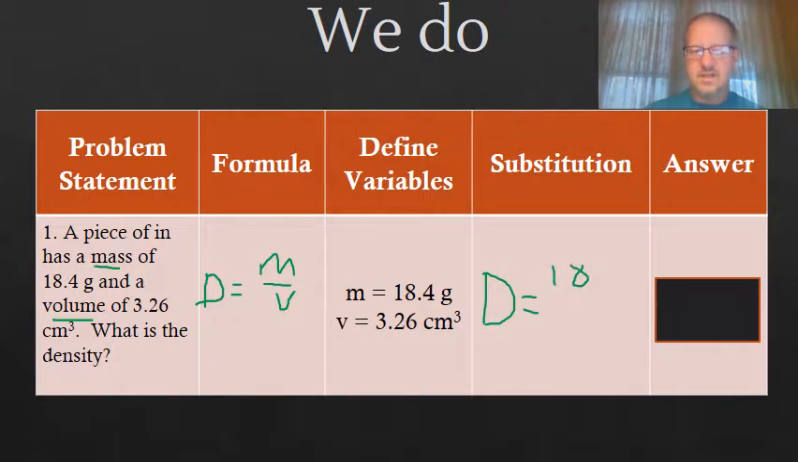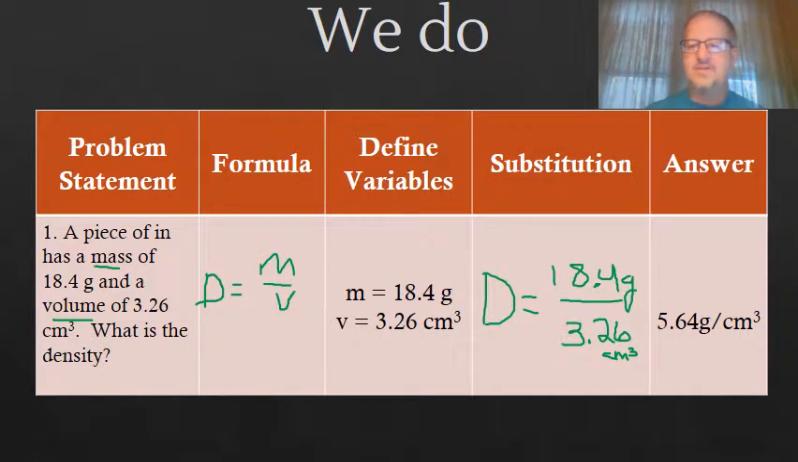That gives us 18.4 grams divided by 3.26, and I need to put my units in there, centimeters cubed, which gives us an answer. When we calculate that, you simply divide 18.4 by 3.26, and that gives us 5.64 grams per centimeter cubed.